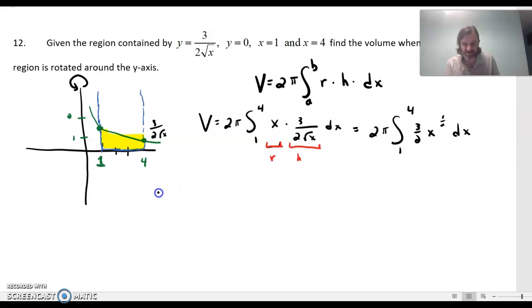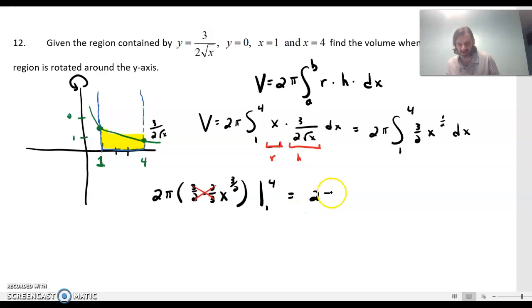So the integration will be 2 pi, and then we will have the 3 halves. And then we will have x to the 3 halves, and we divide by 3 halves, that'll be multiplying by 2/3. And that will go from 1 to 4. So it looks like the 3 halves and the 2/3 will knock each other out. And the main thing I will have will be 2 pi x to the 3 halves from 1 to 4. Okay, so let's plug those in and see what we get. Let x equal 4.